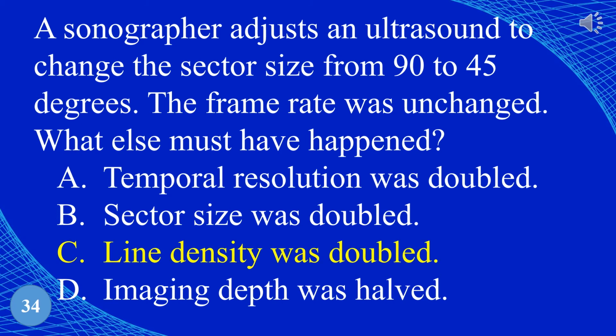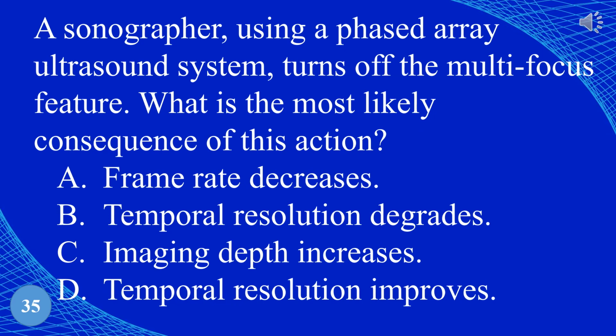The answer is C. Line density was doubled. Since the frame rate is unchanged, the number of pulses per frame was also unchanged. If the sector size is reduced, some other factor must increase the number of pulses per image. The only answer that increases the number of pulses per frame is choice C. Line density was doubled.